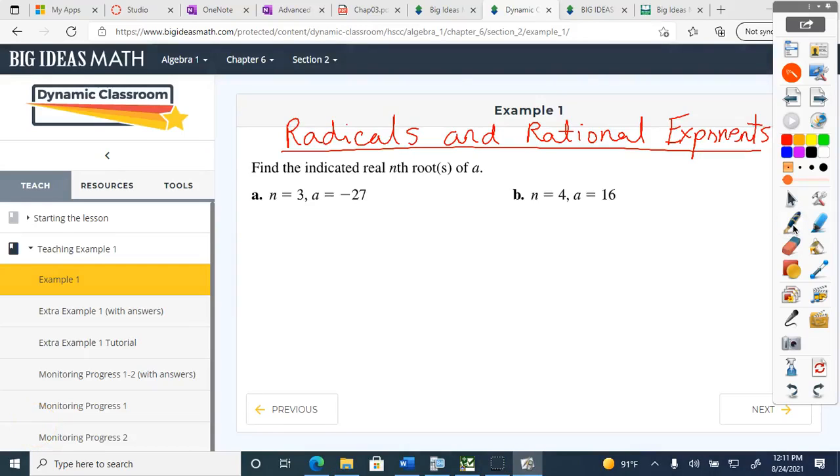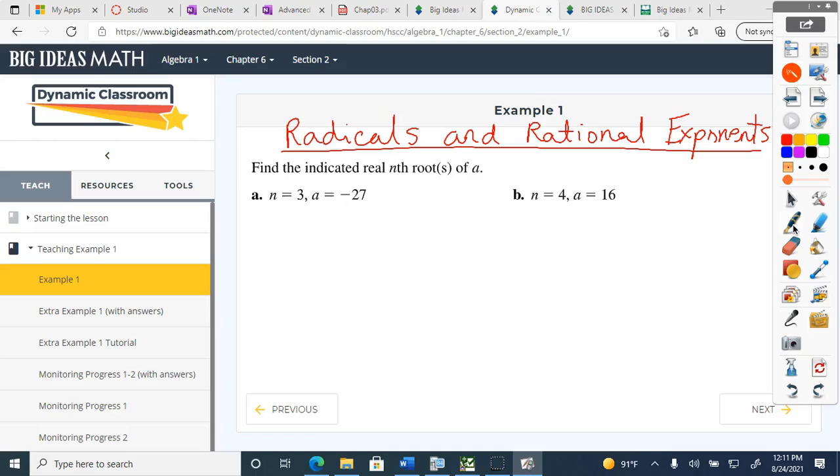Here we go. We're doing lesson 6-2 today in tech math, which is combination algebra stuff. The title of this section is Radicals and Rational Exponents. So let's get right into it.